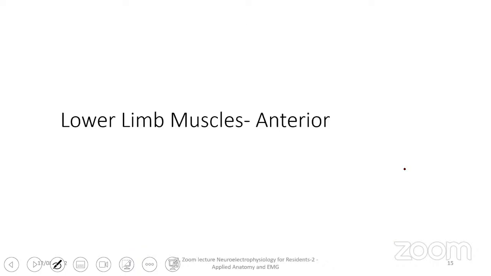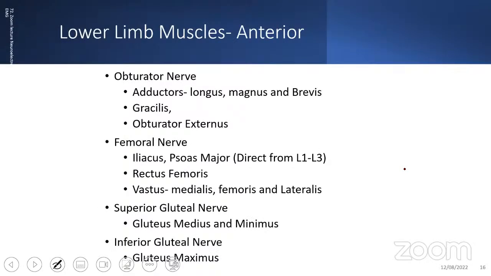So now the lower limb, let us see the anterior compartment. The obturator nerve, you should know the adductors longus, magnus, brevis, and gracilis, obturator externus. But we usually don't touch these muscles for EMG. But here we may do vastus medialis and vastus lateralis at times for femoral nerve, and gluteus medius and minimus, superior gluteal nerve, and inferior gluteal nerve, gluteus maximus.